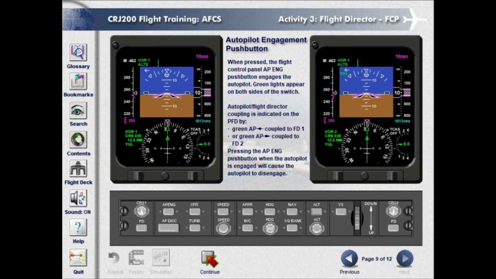Autopilot engagement push button. When pressed, the Flight Control Panel Autopilot Engage push button engages the autopilot. Green lights appear on both sides of the push button. Autopilot flight director coupling is indicated on the PFD by green autopilot left arrow coupled to FD1, or green autopilot right arrow coupled to FD2. Pressing the autopilot engage push button when the autopilot is engaged will cause the autopilot to disengage.